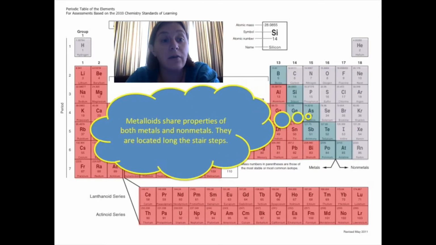And our last category on the periodic table is metalloids. These are located along what we call the stair step. What's so special about metalloids is they share properties of both metals and nonmetals. Without metalloids, you wouldn't have your cell phone, you wouldn't have your computer, you wouldn't have your DS. None of the electronics that you currently have in your life would exist without them.